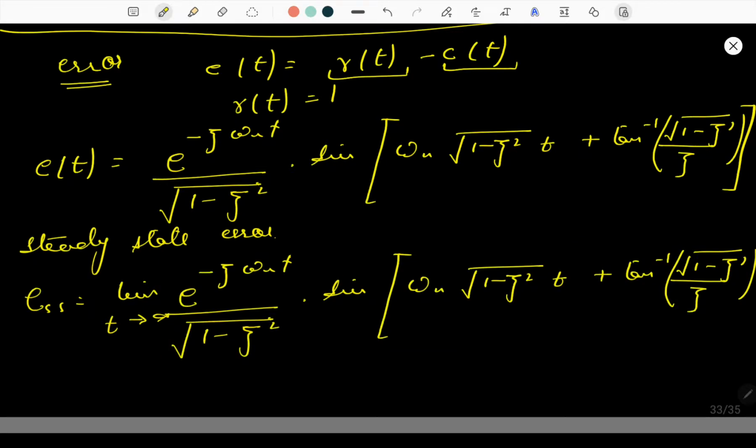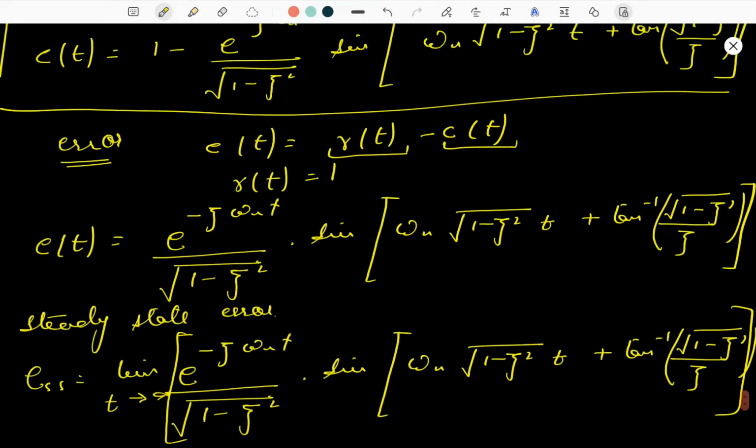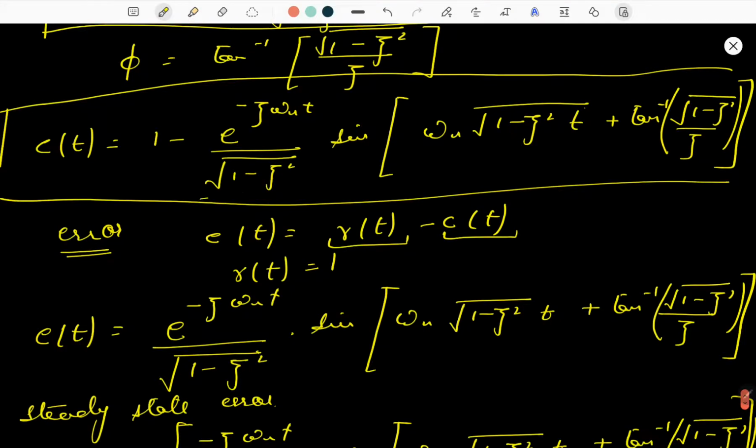All right, this is what steady state error is. So the time response expression given by the above value of c(t) indicates that for values of zeta less than 1, the response presents exponentially decaying oscillations having a frequency omega n under root of 1 minus zeta square. Okay, and the time constant of exponential decay is 1 upon zeta omega n.